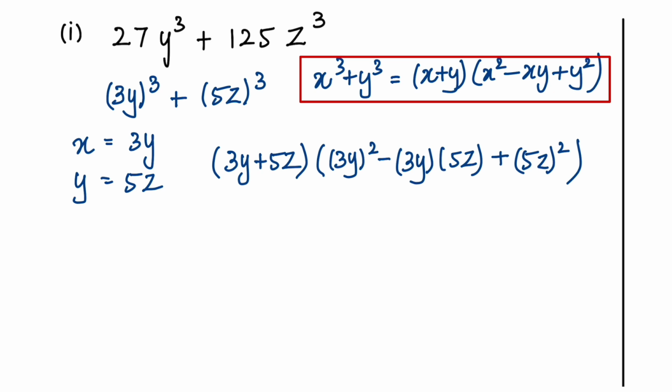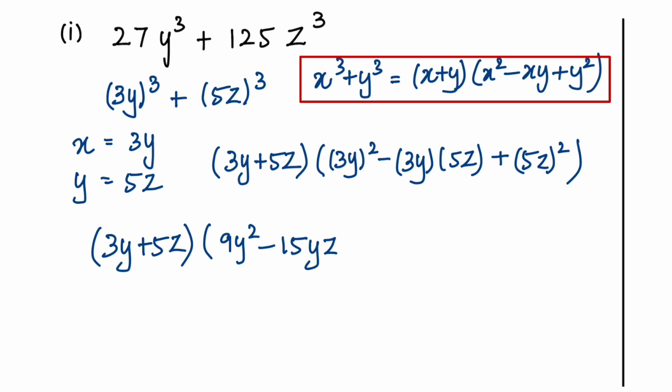Now this can be further simplified, right? We have the square and multiplication, so that can be done further. So 3y plus 5z into 3y the whole squared is 9y squared, and it's minus 15yz plus 25z squared. Okay, so this is the factorized form and this is your answer. Okay, we have just applied that identity straight up and you have got your answer in the factorized form.